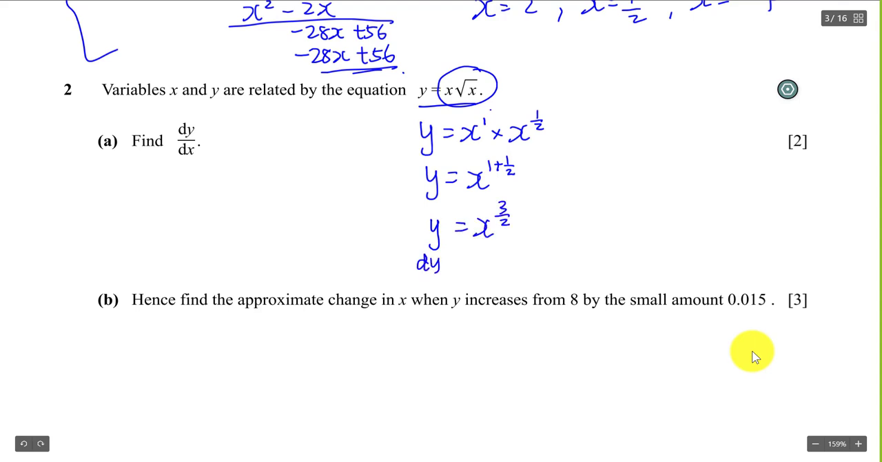So now I can do the dy/dx. I will move my 3 over 2 to the front. So it's 3 over 2 x to the power of 1 over 2. Yeah, I believe you can leave your answer like this. Okay.